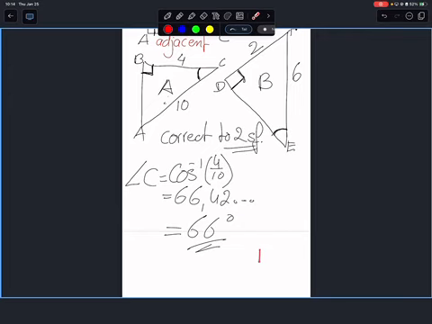Things like this give either 1 or 2 points. If this is not written, you might lose a point, because the inverse of cosine of 4 divided by 10 is not 66. It's 66.42 and so forth, more numbers. Pay attention to those very small details. Let's say 1 decimal. If it's not specified, they're not going to mind whether you did 1 decimal or 2 decimals.